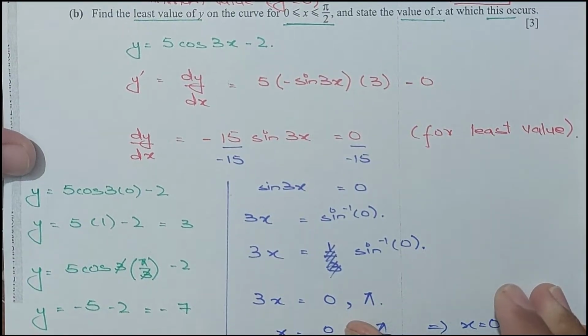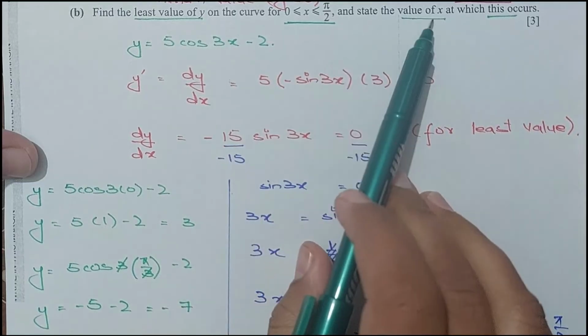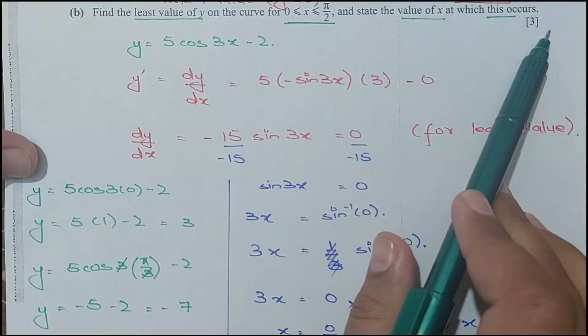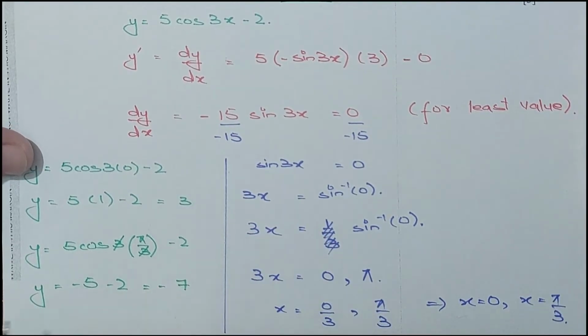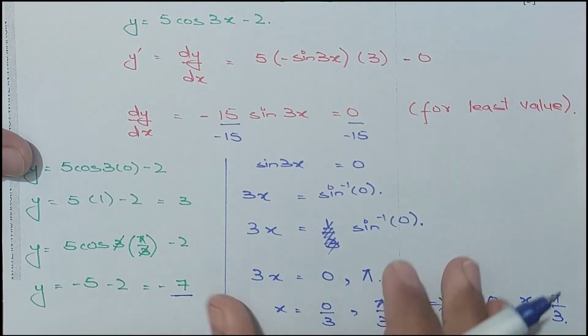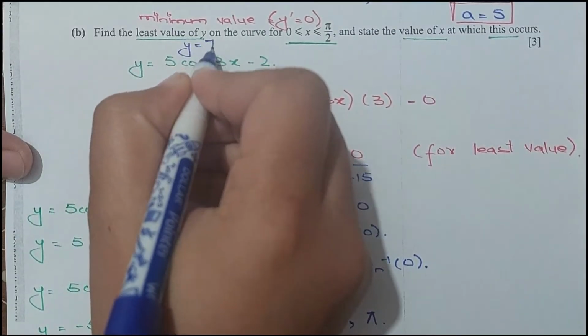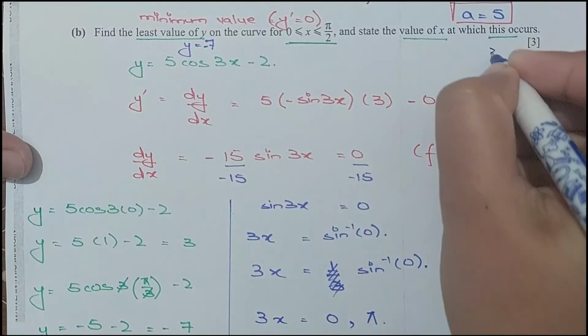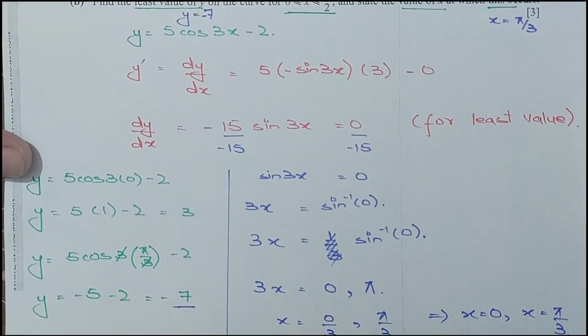All right, we have to find the least value of y on this curve and state the value of x at which this occurs. So what is the least value of y? Which one? Is y equals 3 the least value, or y equals negative 7? So the least value of y is y equals negative 7, not y equals 3. So the least value of y is negative 7 at x equals pi by 3. When x is pi by 3, the least value is negative 7.